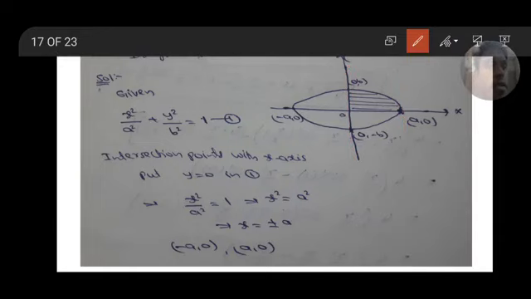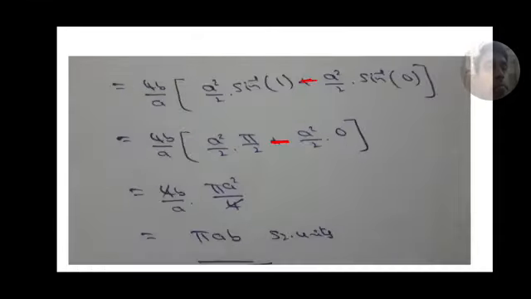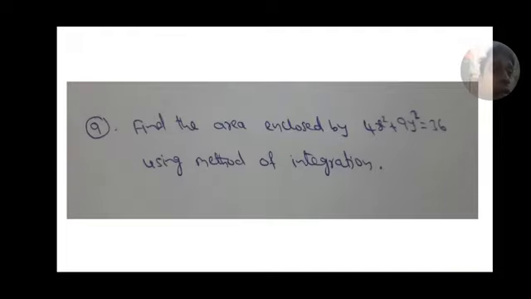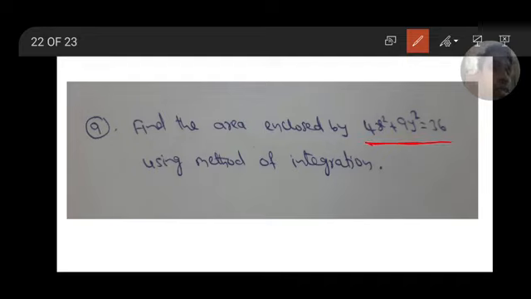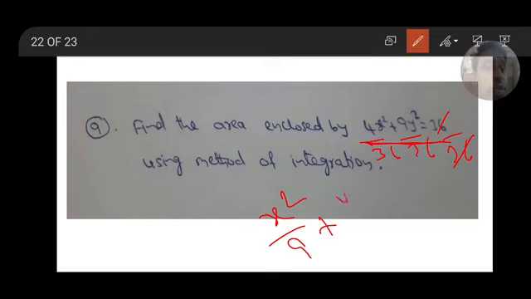Next, do the homework problems. Find the area enclosed by the ellipse 4x square plus 9y square equal to 36 by using the method of integration. First of all, divide the total equation by 36: 4x square by 36, 9y square by 36, 36 by 36. It is 1, which means x square by 9 plus y square by 4 equal to 1. The remaining is the same. Here a square is 3 square and b square is 2 square.